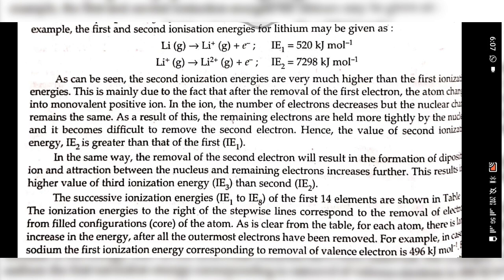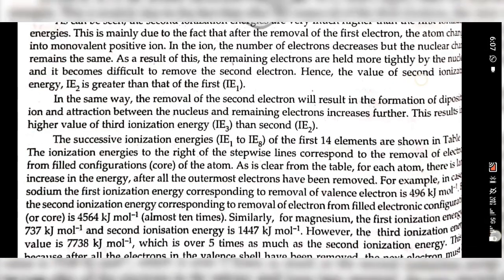This is mainly due to the fact that after the removal of the first electron, the atom changes into a monovalent positive ion. In the ion, the number of electrons decreases but the nuclear charge remains the same. As a result, the remaining electrons are held more tightly by the nucleus and it becomes difficult to remove the second electron. Hence, the value of second ionization energy, that is IE2, is greater than that of the first ionization energy, that is IE1.